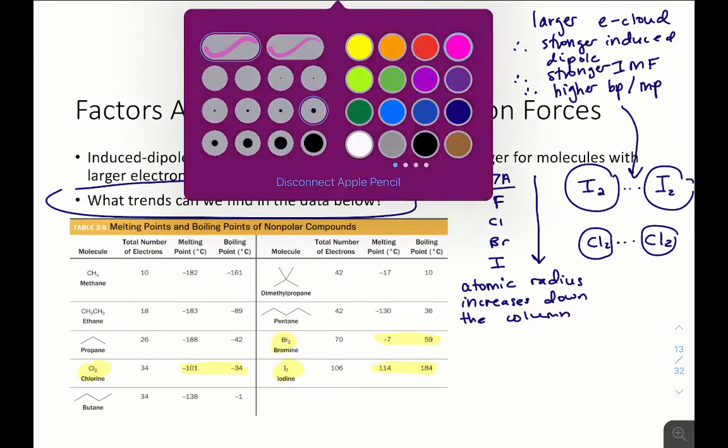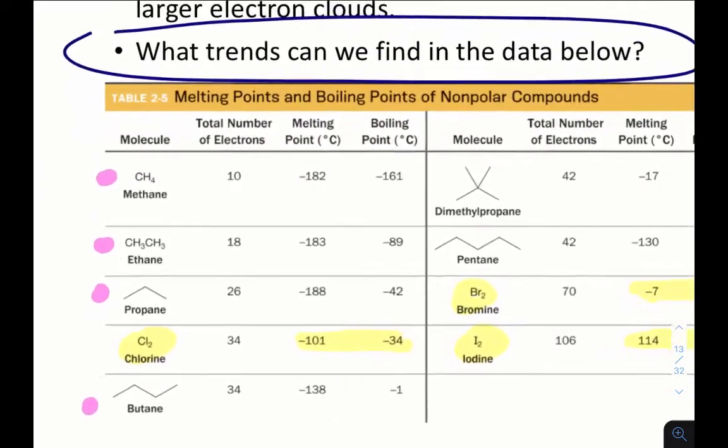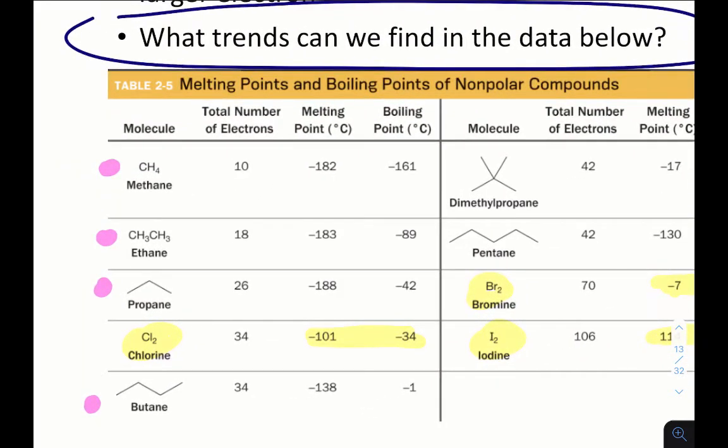The next set of molecules we can look at would be methane, ethane, propane, butane. Let's zoom in on these molecules. And I would say it might be the most straightforward for us to look at boiling points here. What conclusions can we make from this data?